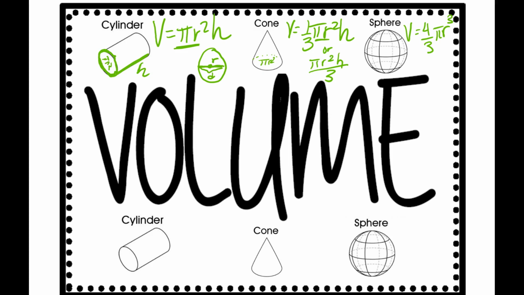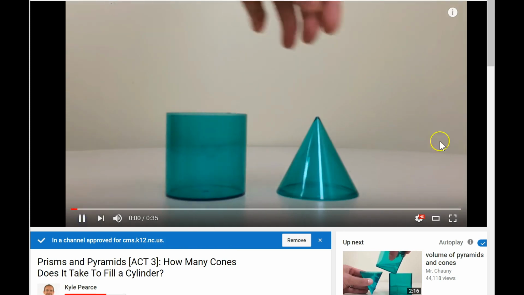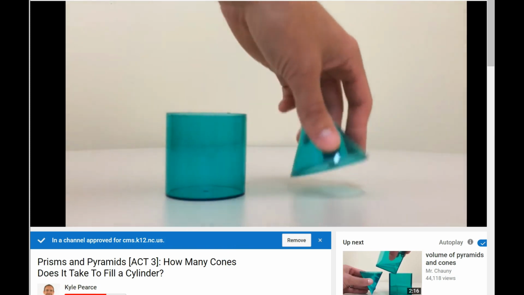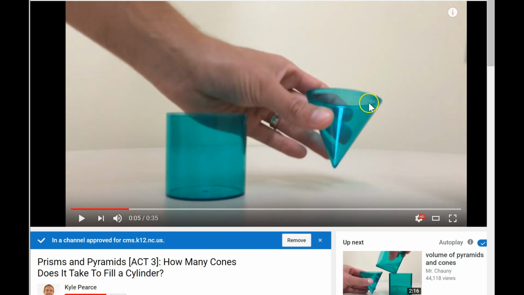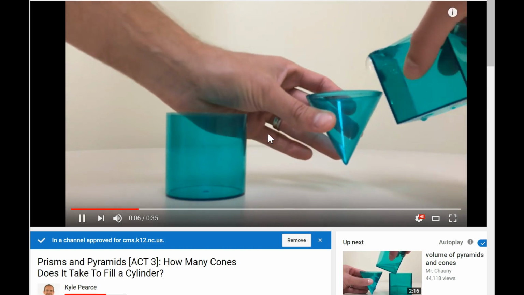And so let's get into that. So we're going to watch this quick 35-second video that deals with how many cones fit inside of a cylinder. So the thing about it, they must have the same area of the circle. The base must be the same area, so they must be the same area for this to work. So let's see, how many of y'all think? All right, now let's watch.